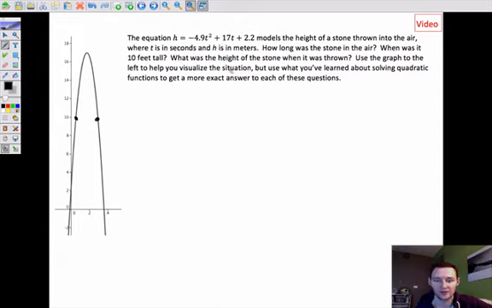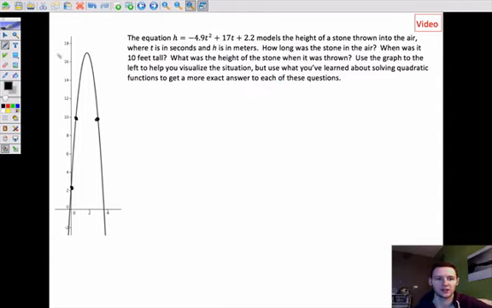What was the height of the stone when it was thrown? So somebody probably threw it, or some catapult or launcher or gun or something. And it looks like it was maybe a little more than 2 meters off the ground when it was thrown at time 0, t equals 0. But now we are going to use the equation to get more exact answers to these questions.